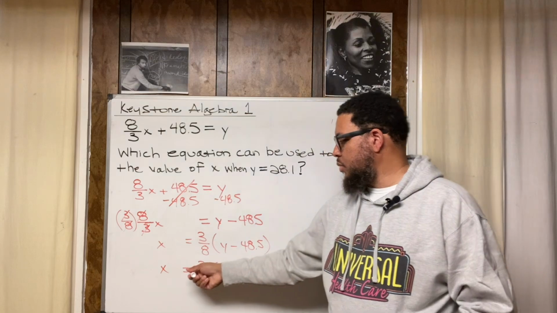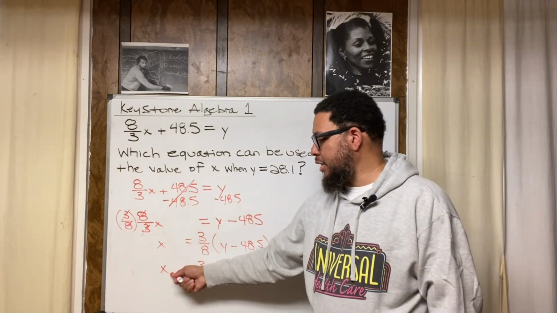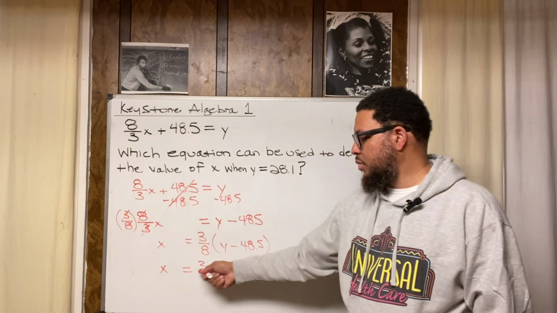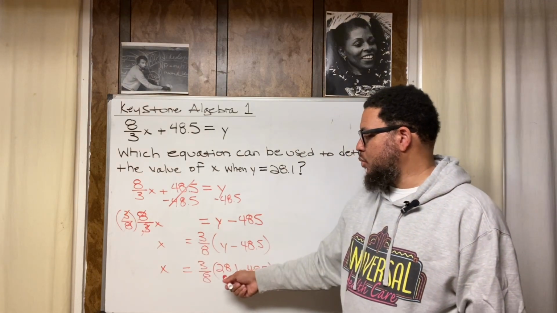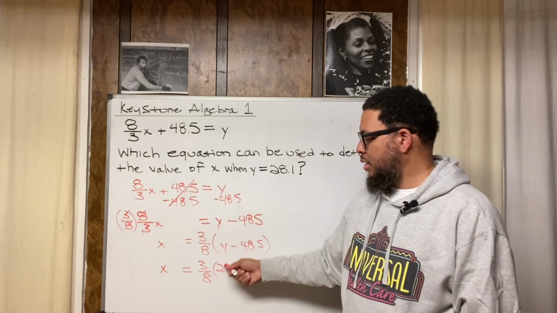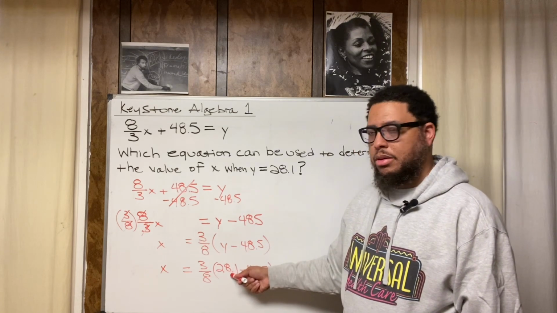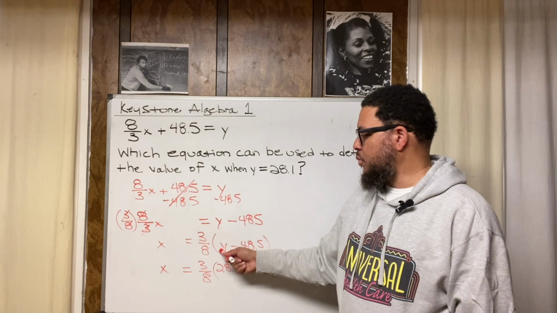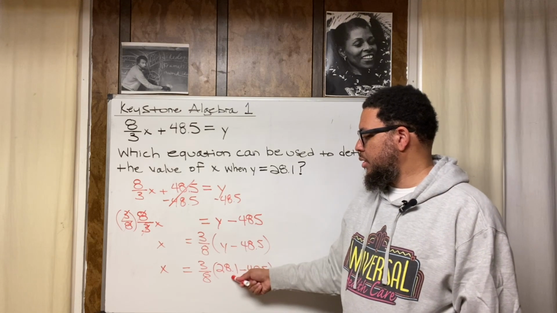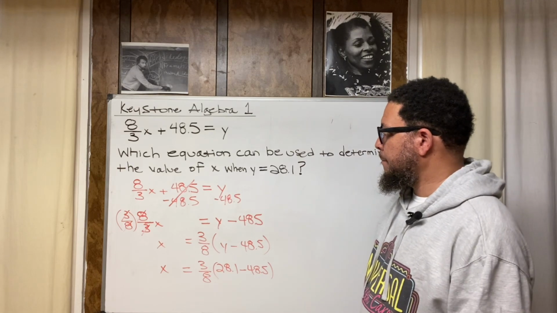X is equal to this. Determine the value of x. What is x equal to? X is equal to this, when y is 28.1. So if y is 28.1, that means we replace y with 28.1. That's what we do. Replace y with 28.1.